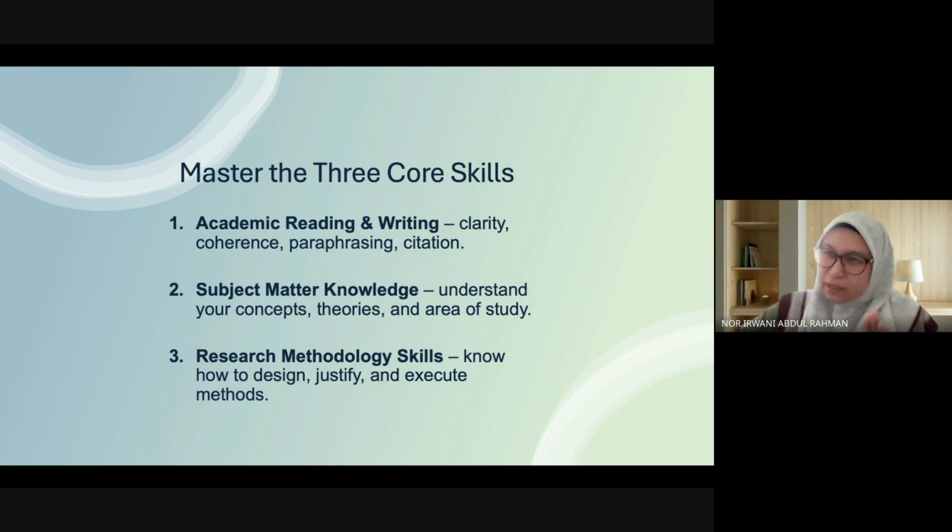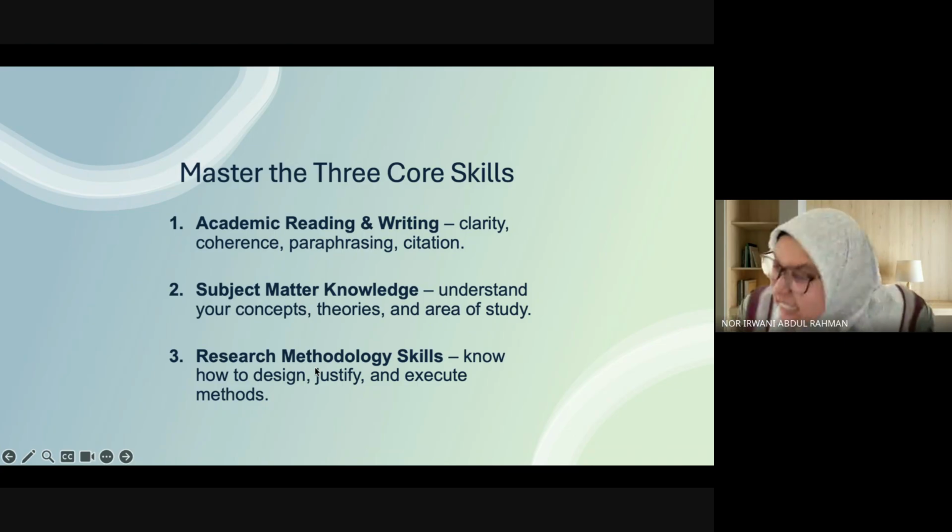Experimental based, qualitative, quantitative, mixed method. This is the core skill that you are learning right now. Specifically, in this course, research methodology, we are teaching you, number one, academic reading and writing, and number two, research methodology skills.